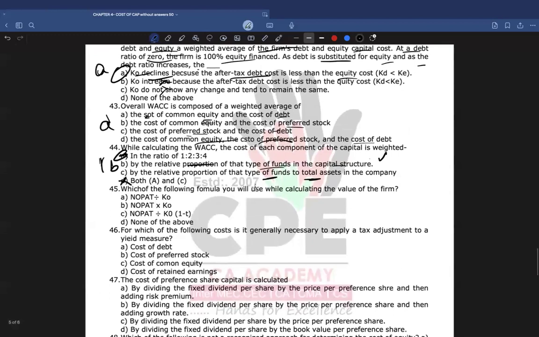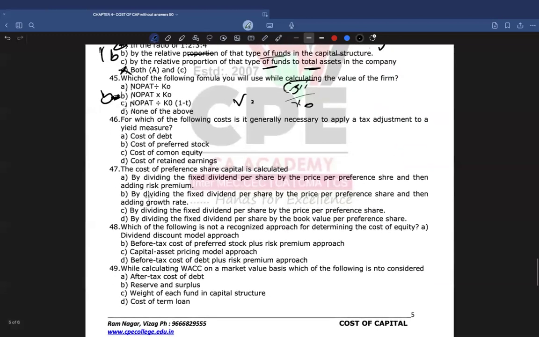So the following formula you will use for calculating value. So V is EBIT by KO. So B will be the answer. For which of the following costs is it generally necessary to apply a tax adjustment to the yield measure? A tax adjustment to the yield measure obviously is supposed to be cost of debt.